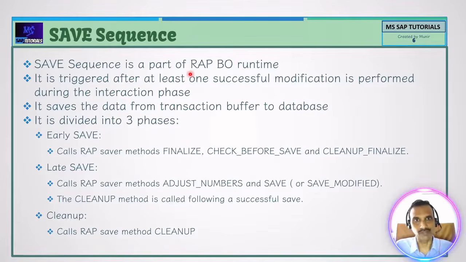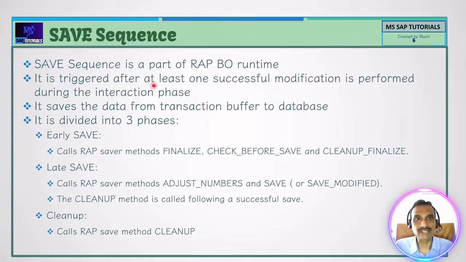Now, save sequence is a part of the RAP runtime. Okay. That's the runtime sequence. Save sequence is a process that will be called when a save is done and at least something has either been added or modified. If you just edit a record without any modification, if you press save, the RAP framework will tell you that nothing has been changed. So there is no point in actually going and calling the save sequence. Okay, you save when you have modified something.